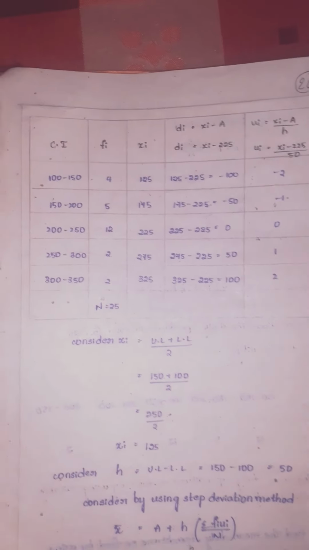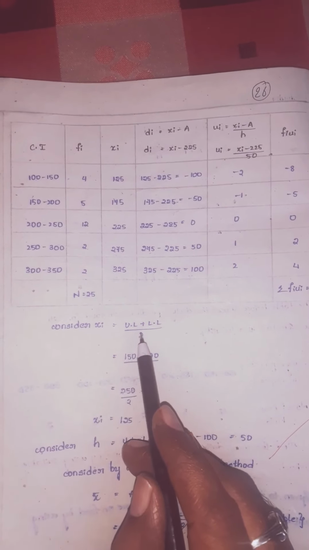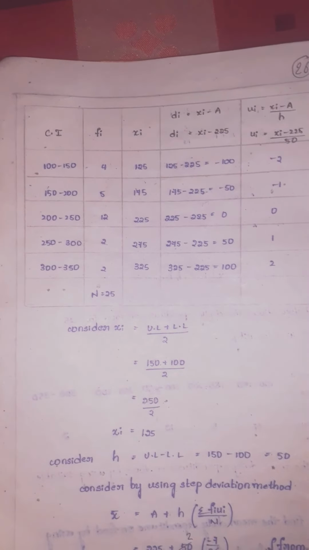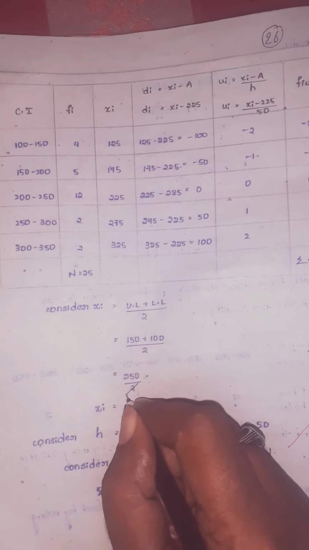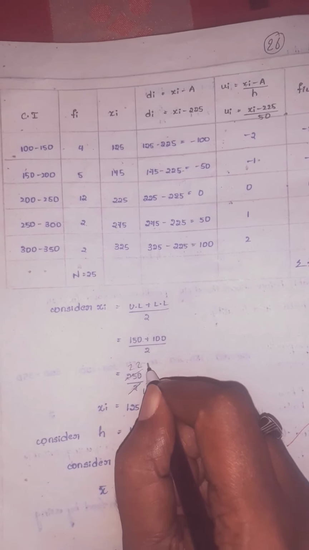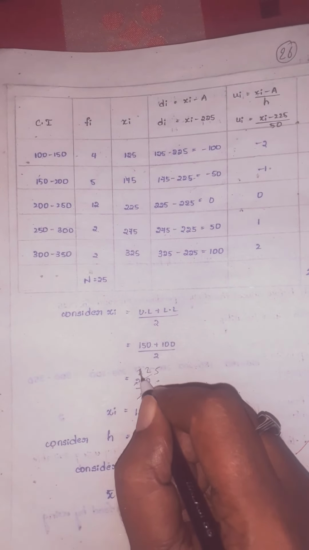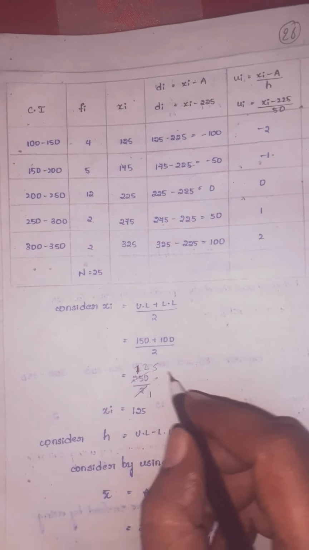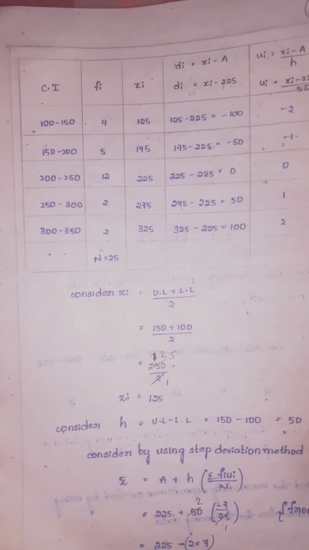We have to convert grouped into ungrouped data by your well known formula xi equal to (ul plus ll) by 2, means upper limit plus lower limit by 2. 150 plus 100 is 250. 250 by 2, means how much, children? 2 ones are 2, 2 twos are 4, 2 fives are 10. Means 125. So here 125 it will come, children.